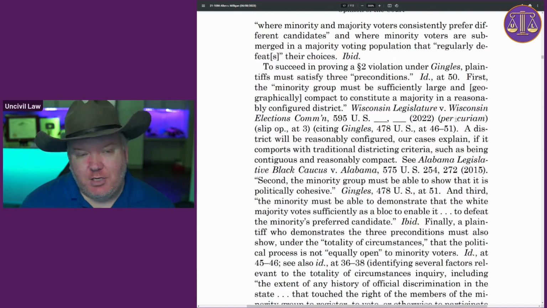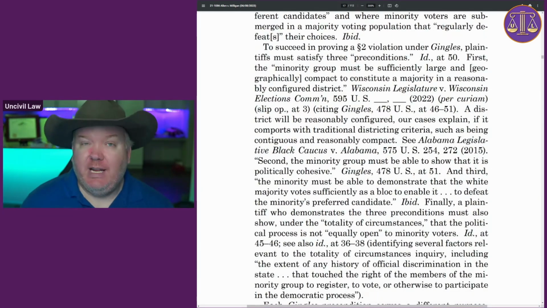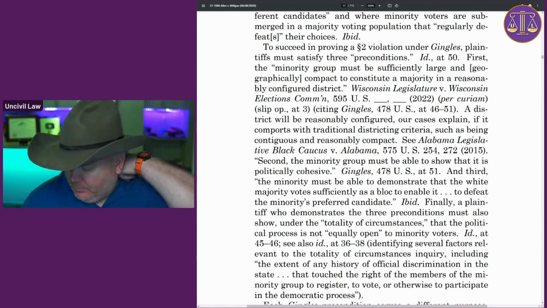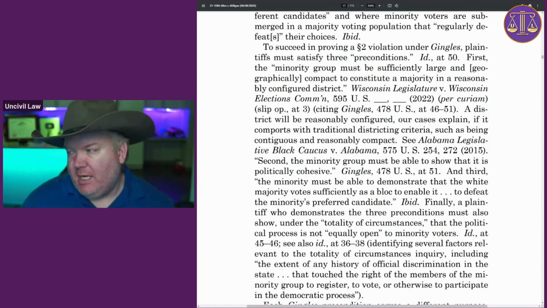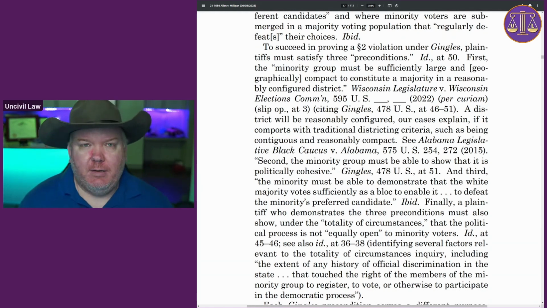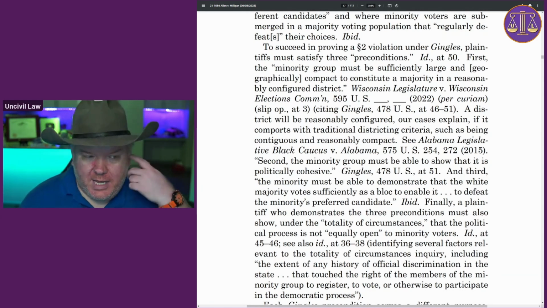To succeed in proving a violation under the relevant law, plaintiffs must satisfy 3 standards. First, the minority group must be sufficiently large and geographically compact to constitute a majority in a reasonably configured district. So when we're drawing lines on maps, we need to do 3 things. We need to make sure that they're even in population. We need to make sure that they're contiguous, that is, all of one district is in its own territory. There are no enclaves or anything like that, right? So the boundary lines are like state lines. There's no state that exists within part of another state, so they have to be clean in that way.